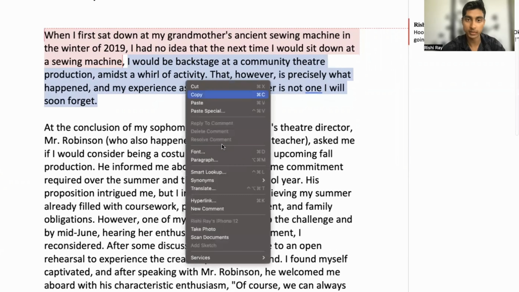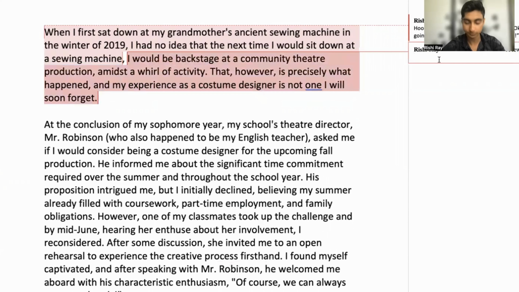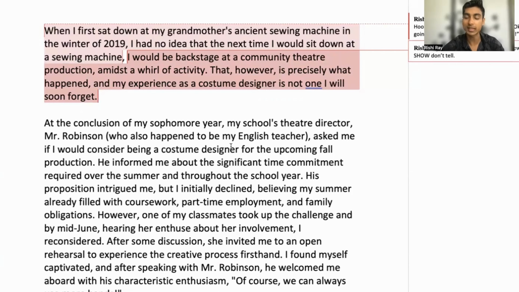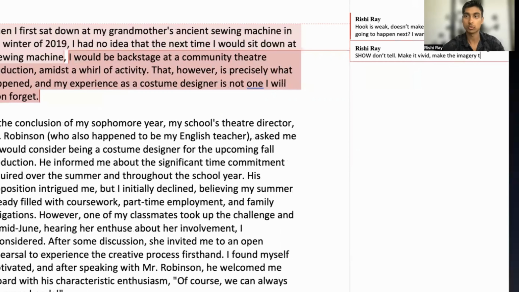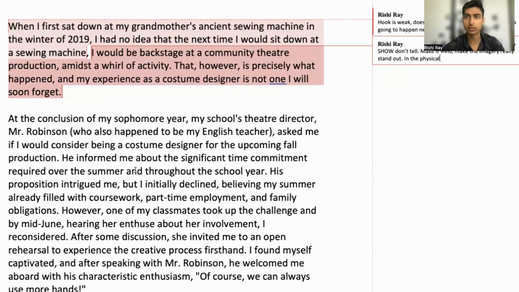That's something we'll see over and over again, as you might have seen while skimming the essay in the beginning: show, don't tell. You'll hear these words over and over again. What does that mean? Make it vivid. Make the imagery really pop, really stand out. That means in the physical environment, what does it look like? And how are you feeling?